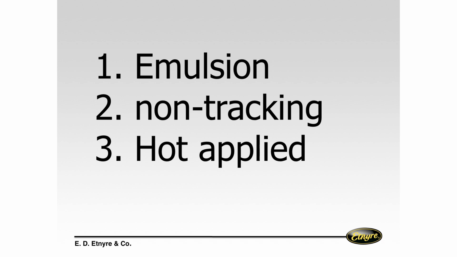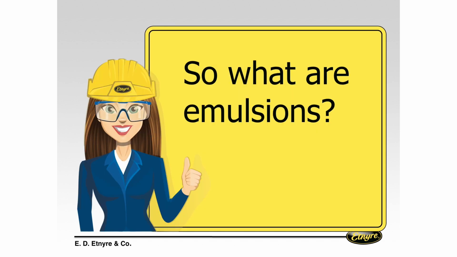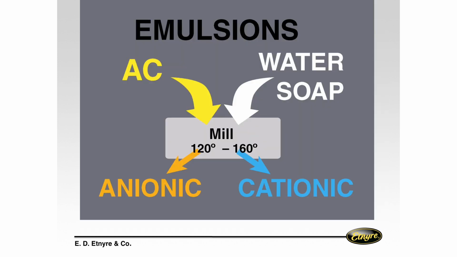So there's 3 different types of tacks that are used. First one we're going to talk about is emulsion. So what are emulsions? Well, emulsions is a product that Mother Nature says cannot happen. You can't take oil and water and mix them. But in today's world, man says, yes, I can.